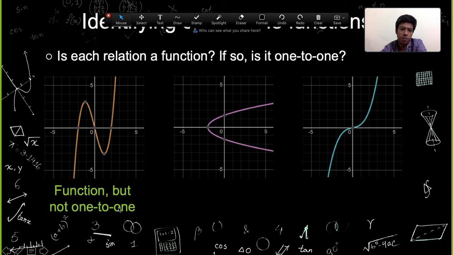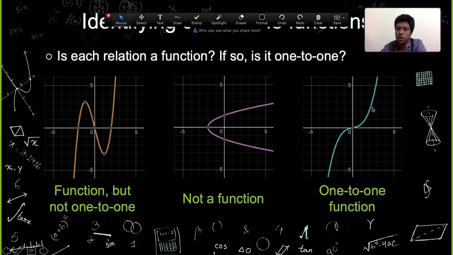So this one is a function, but not one-to-one, because it will fail the horizontal line test. This is not even a function, that's why there is no question of one-to-one. This is a one-to-one function. This is actually from my given example.